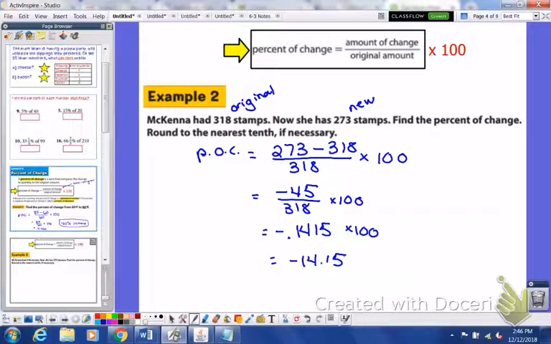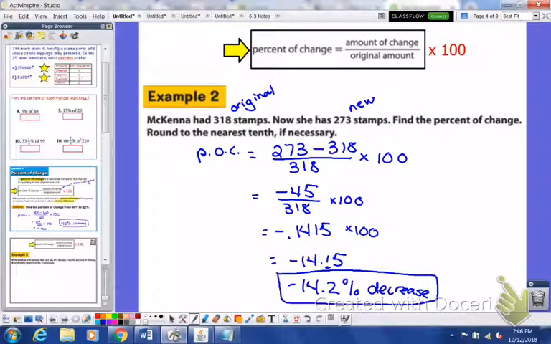Now we want to think about rounding. Nearest tenth is at first place. What does the 5 do? We have negative 14.2% decrease. Negative number, so we have a percent decrease. Never round it until the very end. You don't want to round on this step to the nearest tenth because then we're going to take it times 100 and your answer will be quite a bit wrong. So never round it until the very end.